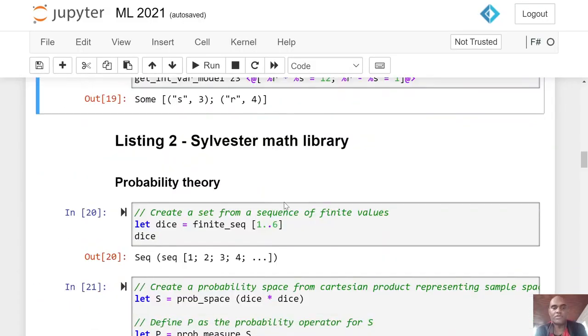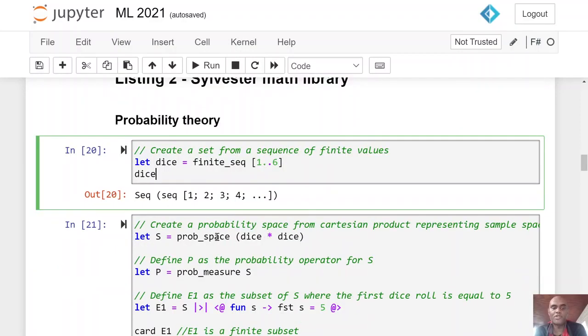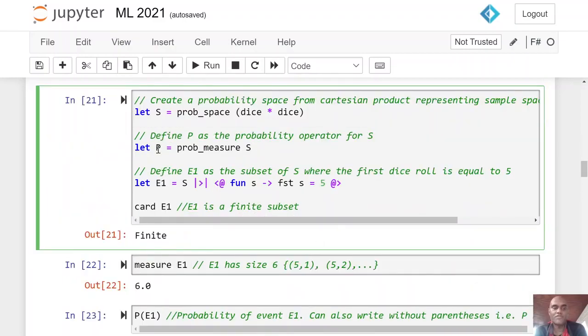So let's look at some of the functions in the Sylvester math library. We can look at, for instance, probability. In this case, we're using a finite sequence. We create a finite sequence from a set of values. We then create a probability space from the Cartesian product of those values. We use a first class function. We just define P as a probability measure for that particular probability space.